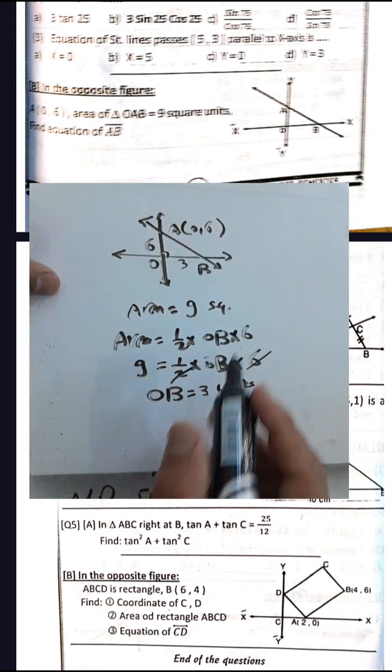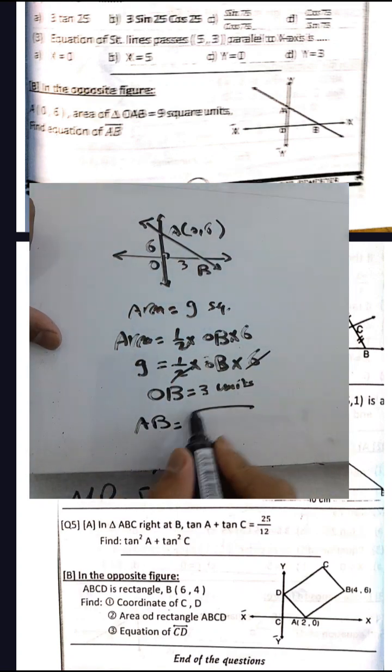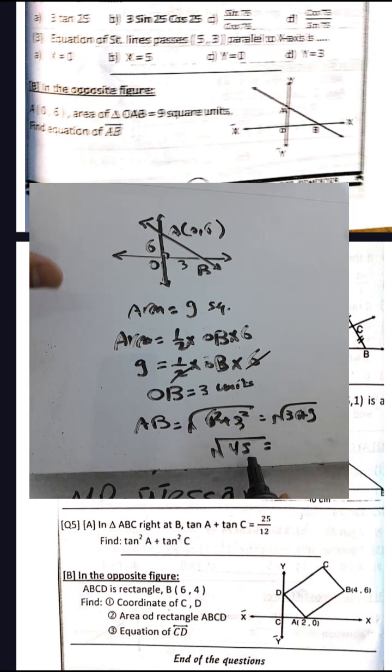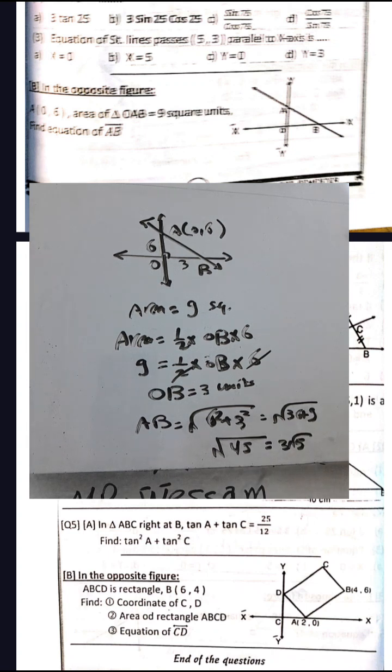For this side length, we can write AP equals the square root of 6 power 2 plus 3 power 2. 6 power 2 is 36, plus 3 power 2, which is 9. The square root of 36 plus 9 is the square root of 45. The result will be 3 root 5 length units.